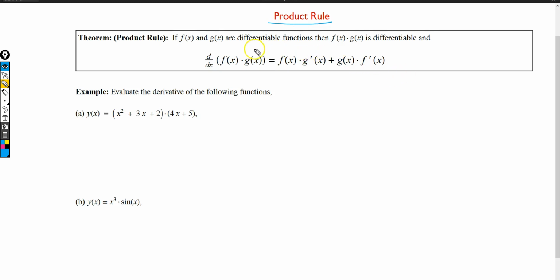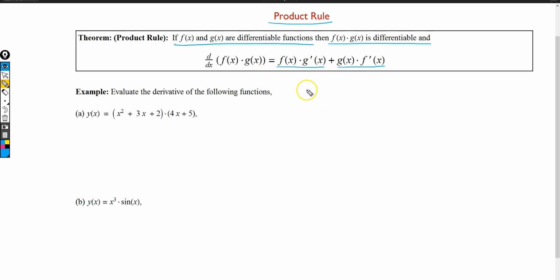So the product rule states that if f and g are two differentiable functions, then f times g is differentiable, and the derivative of f times g is going to be f times the derivative of g plus g times the derivative of f. So you take the first function times the derivative of the second, then plus the second times the derivative of the first. It's not a very intuitive rule.